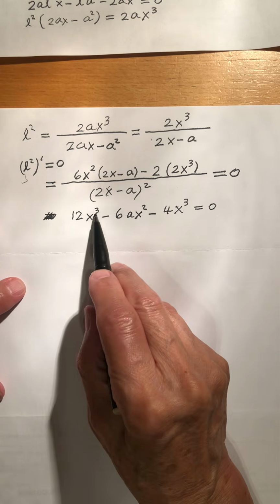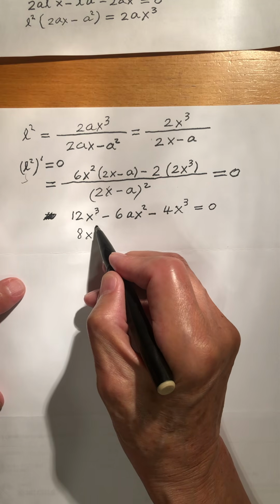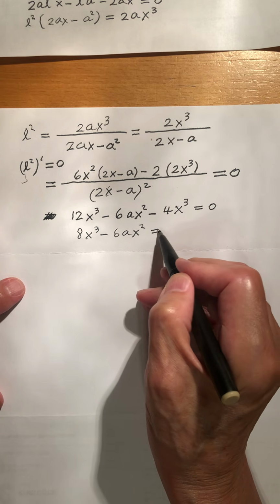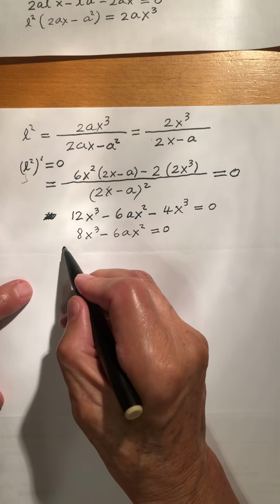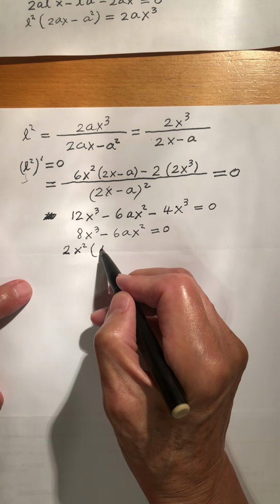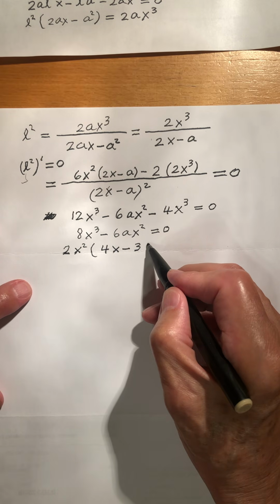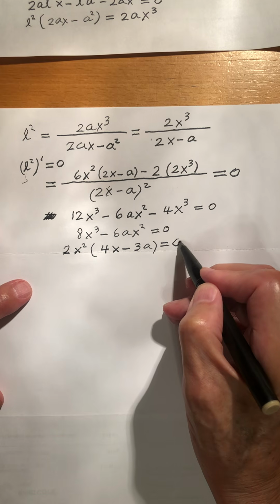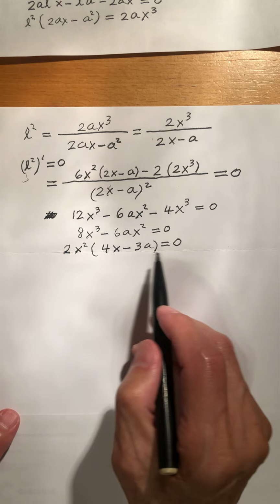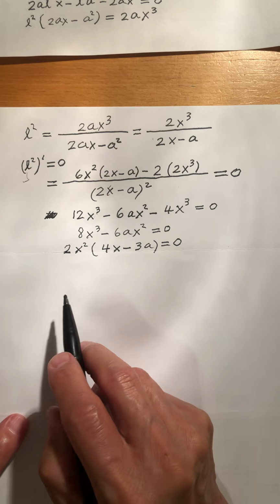Now I have 12x cubed minus 4x cubed is 8x cubed, minus 6ax squared is equal to 0. I factor out a 2. I factor out x squared. So I have 4x minus 3a equals 0. So for this to be true, I can conclude either x is 0 or this bracket is 0.